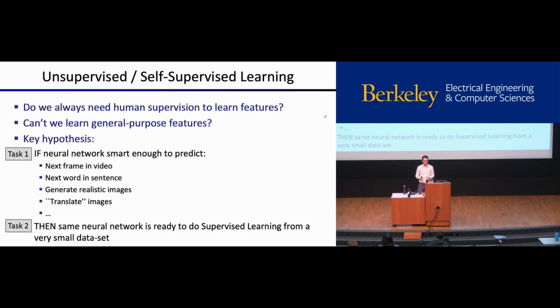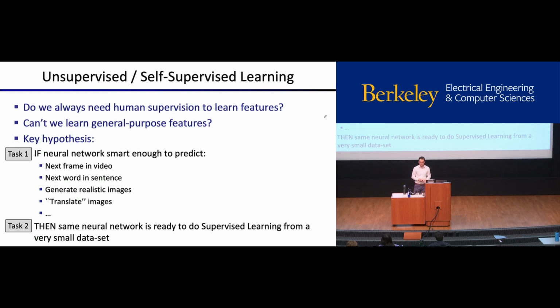So the key hypothesis here for what people call either unsupervised learning or self-supervised learning is if we have a neural network that's smart enough to predict, for example, the next word in a sentence or the next frame in a video or generate realistic images, if it's smart enough to predict those kinds of things, then that same neural network is ready to do supervised learning from a very small data set. So if we can get ourselves off the ground without human labels, then maybe we don't need as many human labels, and maybe that'll be cheaper to build a data set.